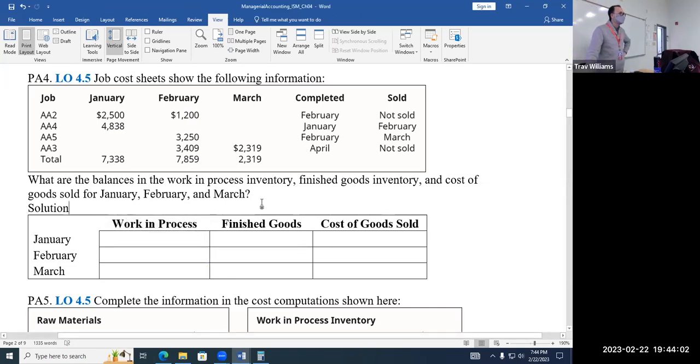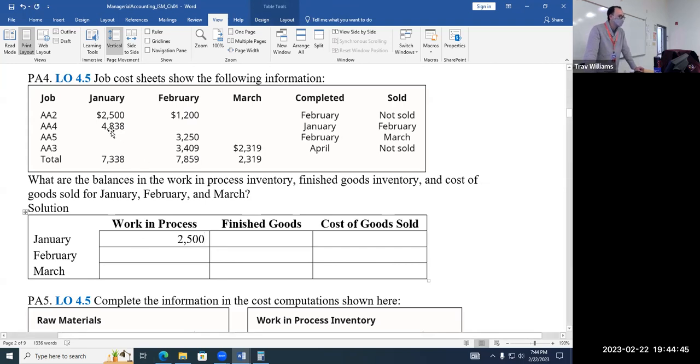So let's just go through it together and figure it out. And the only way I've been able to do this is just one step at a time. Okay. Don't have any shortcuts. So let's just start here with January. We have $2,500 of costs for this first job. Is this job in process? We know it must be, right? Because this job continues into February. So that means it is in process in January. Everybody agree with that? Mm-hmm. Okay. So we could put that here.